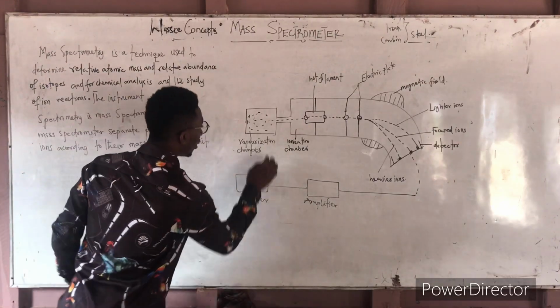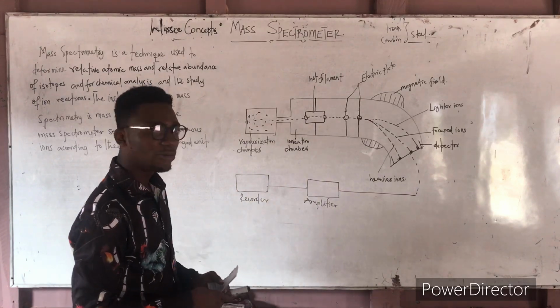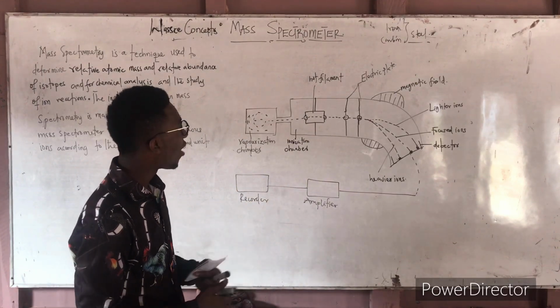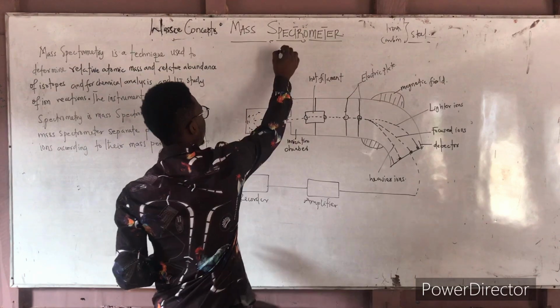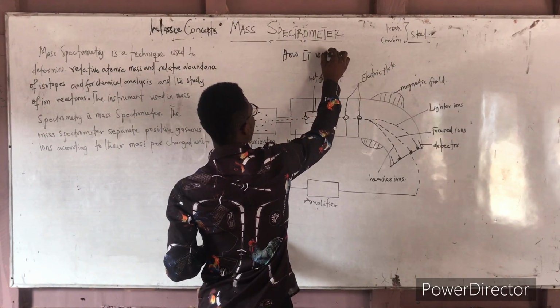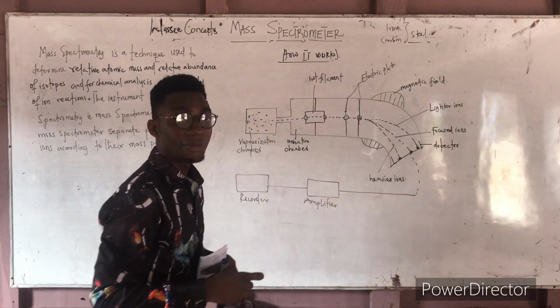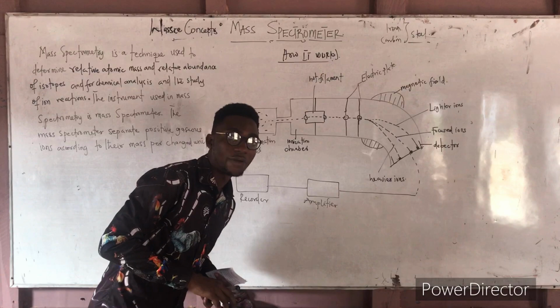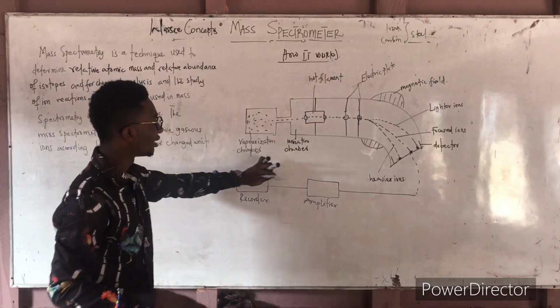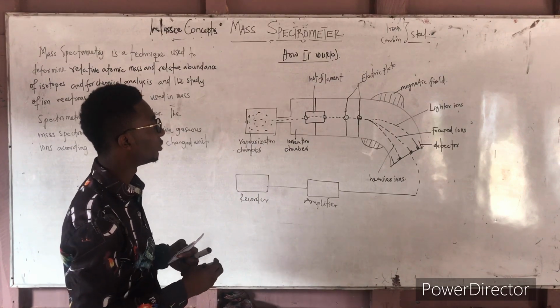Now this is the mass spectrometer. How does it work? Let me put it here: how the mass spectrometer works. I'm going to recite the process, so if you are with your book, you can write it down. This is the figure that will help us understand how the mass spectrometer works.